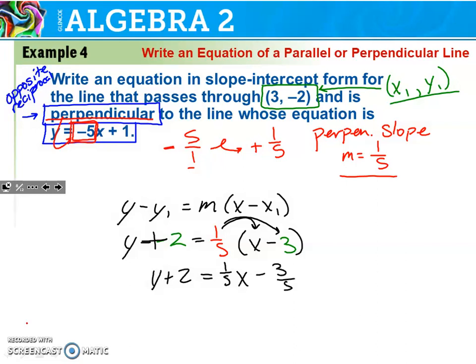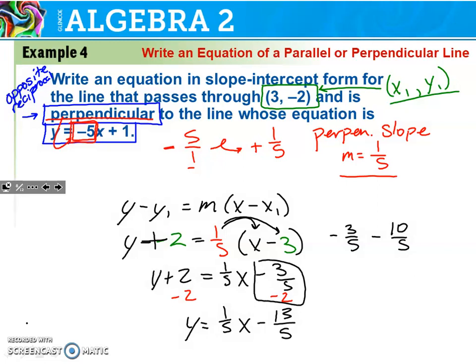Then I need to get y by itself, so I would subtract 2, and I get that y equals 1/5 x. I've got a negative 3/5 minus 2, which would be 10 over 5, and 10 over 5 is the same as 2. So I get 1/5 x minus 13 over 5. You can also plug that into your calculator if you don't like getting common denominators. But there's the equation of the line that is perpendicular to y equals negative 5x plus 1 and runs through the point (3, -2).